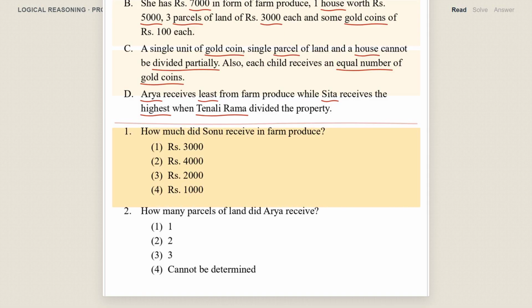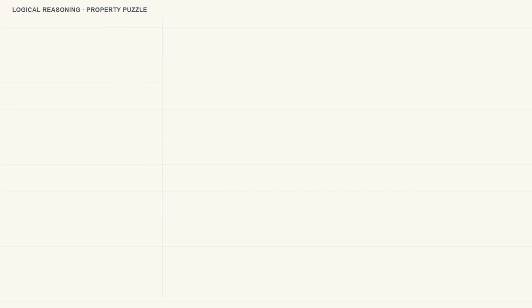Now there are two questions on this. Question 1, how much did Sonu receive in farm produce? And question 2, how many parcels of land did Arya receive? Now let us solve this slowly and very carefully. The most important rule is this. We will not name any child until we are completely sure.